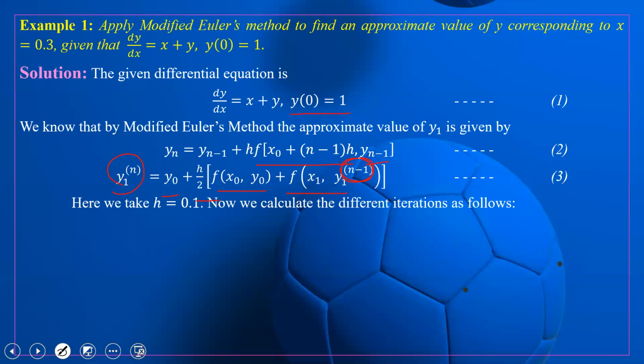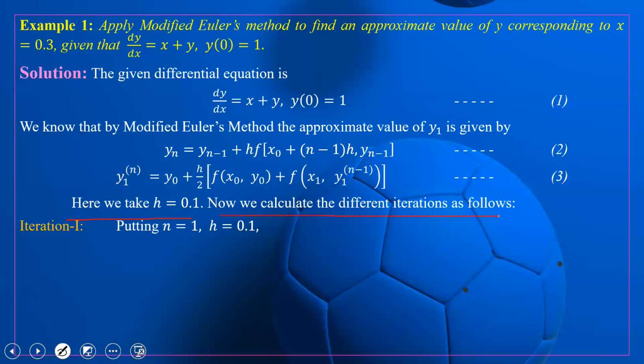Now we will calculate this in 3 steps. h is equal to 0.1. Then h is equal to again 0.1 plus 0.1, which means this is the value at 0.2, and 0.1 plus 0.1 plus 0.1 means 0.3. So we calculate this in 3 steps. Let us take h is equal to 0.1. Now we calculate the different iterations as follows.